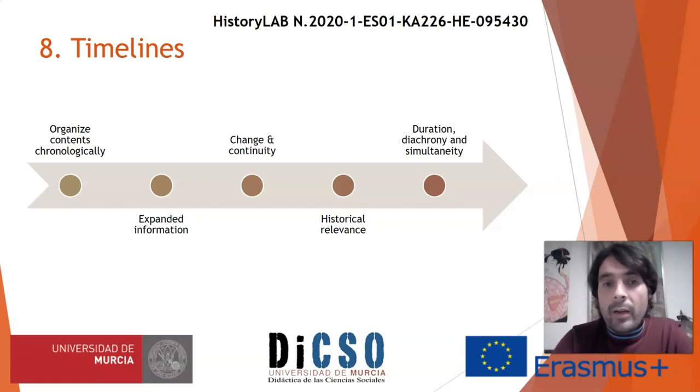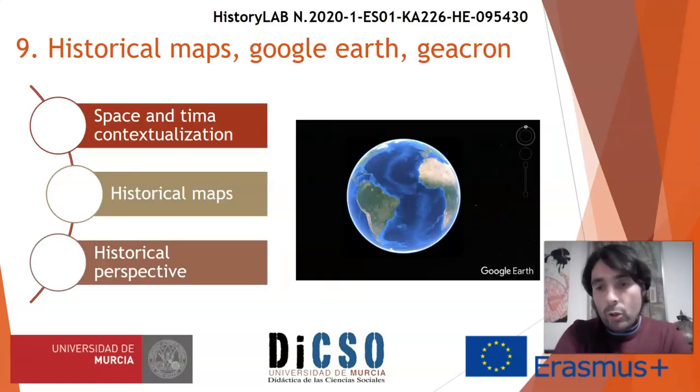We also can use some historical maps and digital maps, for example, Google Earth, Google Maps, or Geachron. It's obvious that the use of maps as a didactic tool is maybe more related to geography than to history, but it's going to be also important in terms of history education to use maps as a way to make a correct space and time contextualization of the events.